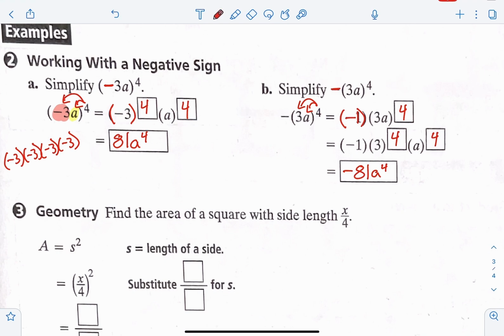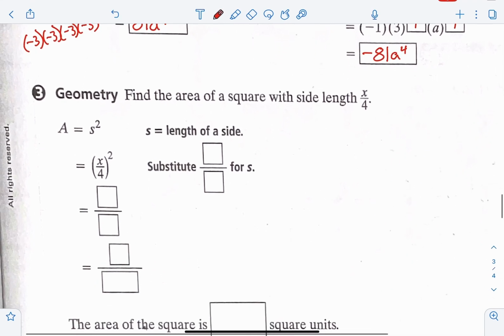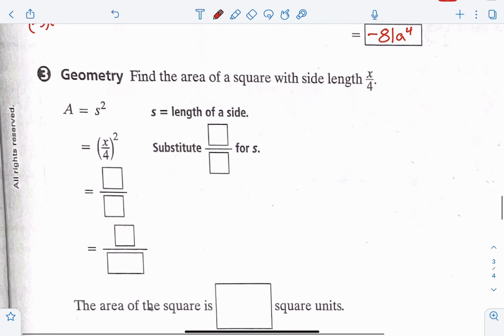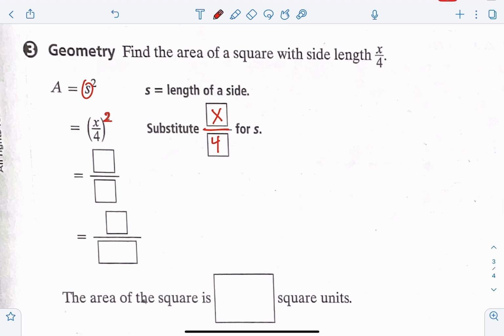Okay. This next example, we're doing some of these fraction ones. So find the area of a square with a side length of x over 4. So x over 4, we're going to put in instead of this s, and then we're going to say (x over 4) to the 2. Okay, so that's the part you really need to worry about.